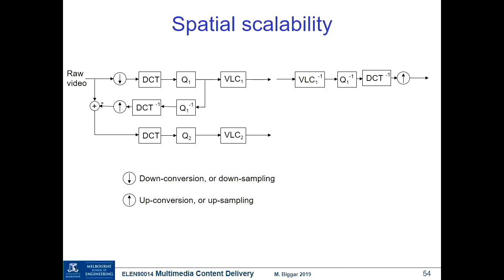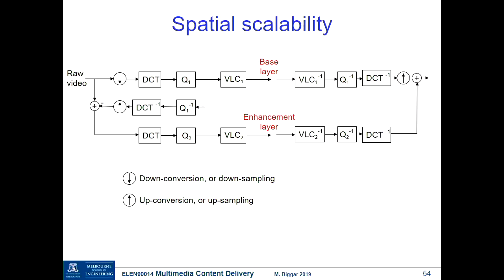But again, we upconvert, subtract the low resolution version from the original, and then where there's finer detail available, we recode those differences. So in this configuration, there's one decoder that just accepts the lower resolution picture and decodes it. Another decoder might accept both layers and combine them together to get the higher resolution decoding.